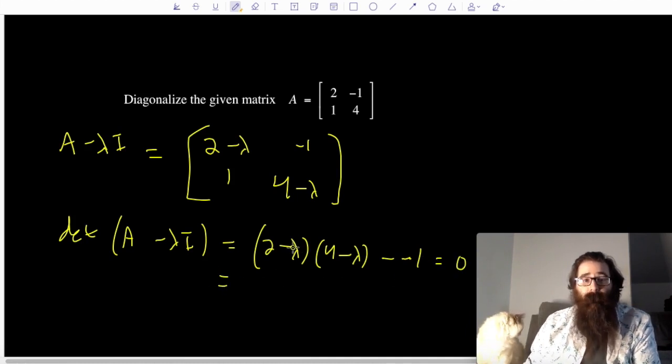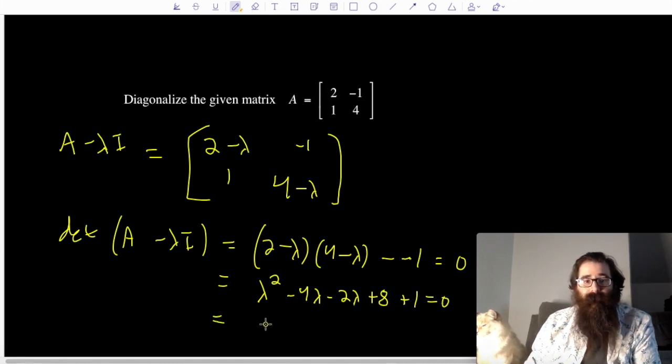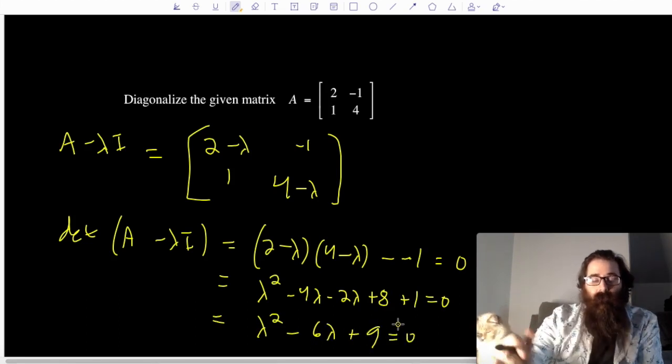Let's expand this out. Negative lambda times negative lambda gives me positive lambda squared. We have -4 lambda and then minus 2 lambda. And then 2 times 4 gives me 8. And then we have plus 1 equals 0. So this is going to give me lambda squared minus 6 lambda plus 9 equals 0.